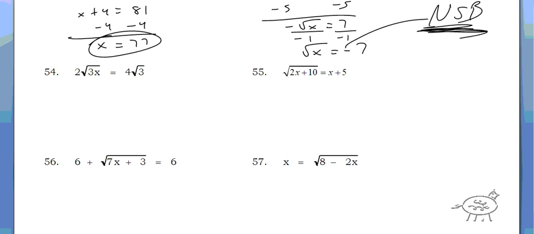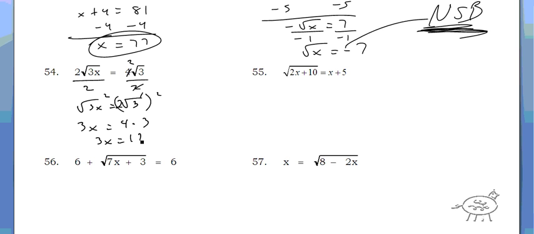All right, I want to isolate that square root by the variable, so I can divide both sides by 2. And that's really nice because that cancels that, a 2 and a 1. So I get root 3x equals 2 root 3. And then I square both sides. So I get 3x equals 2 squared is 4, root 3 squared is 3. So 3x equals 12, divide by 3, x equals 4.